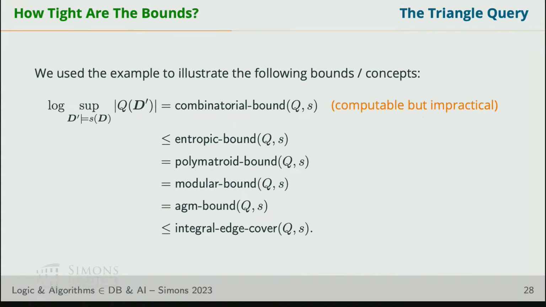Okay, so what have we seen so far? We have seen so far that for the triangle example, this is only for the triangle query, the quantity we're interested in can be bounded by the entropic bound, which turns out to be equal to the other three bounds.